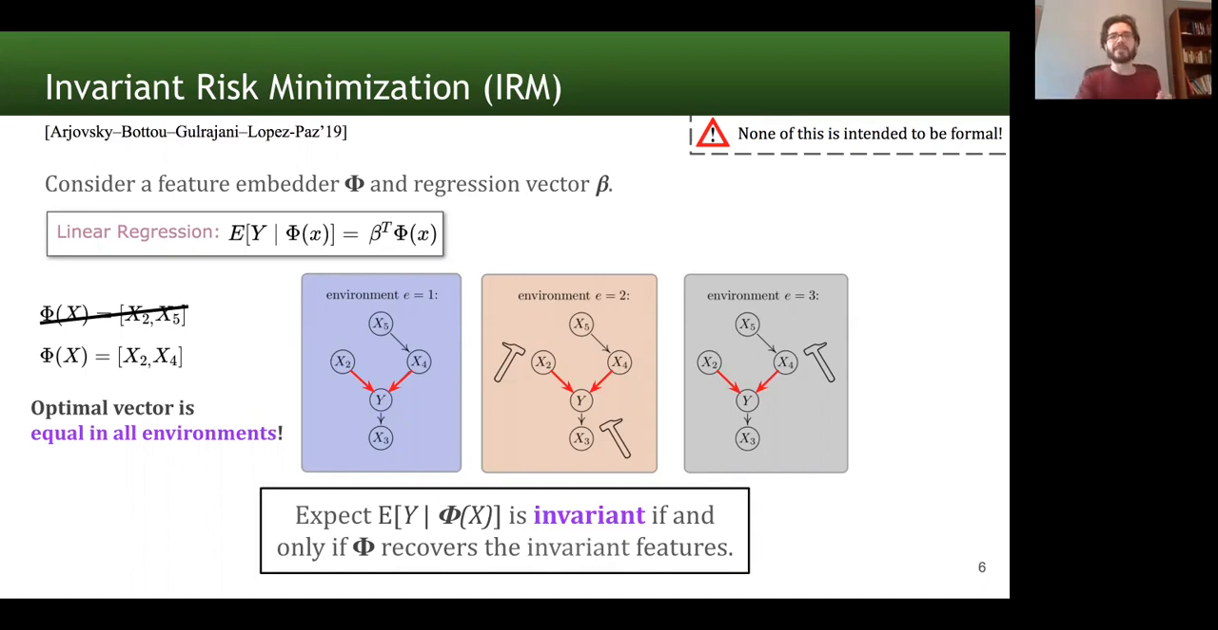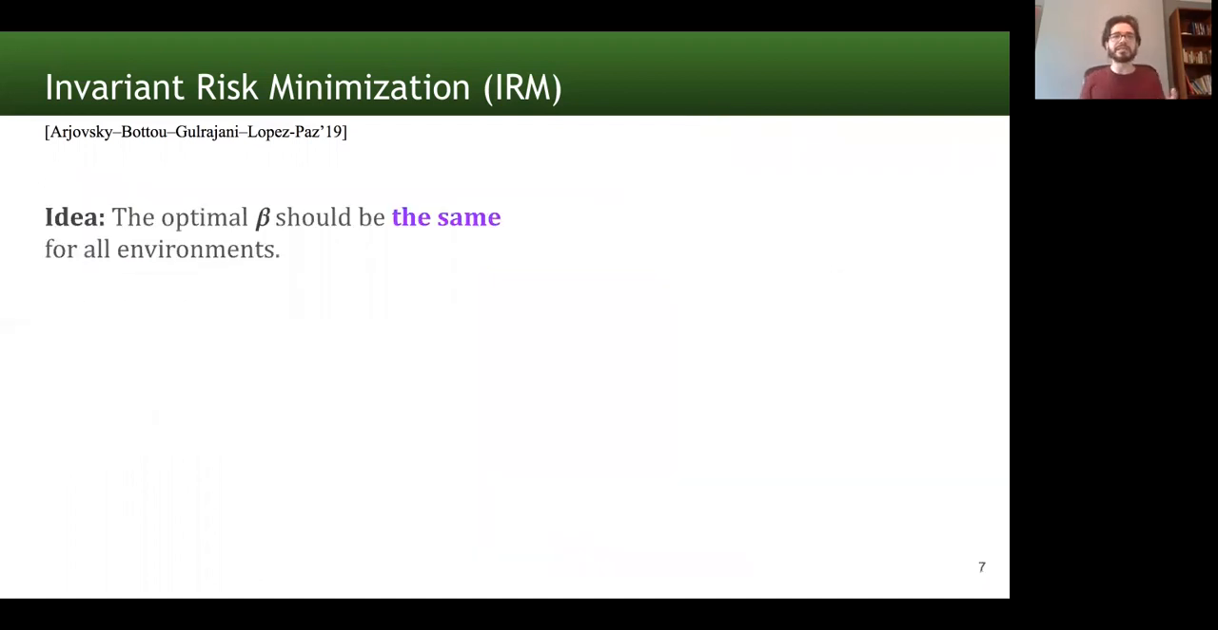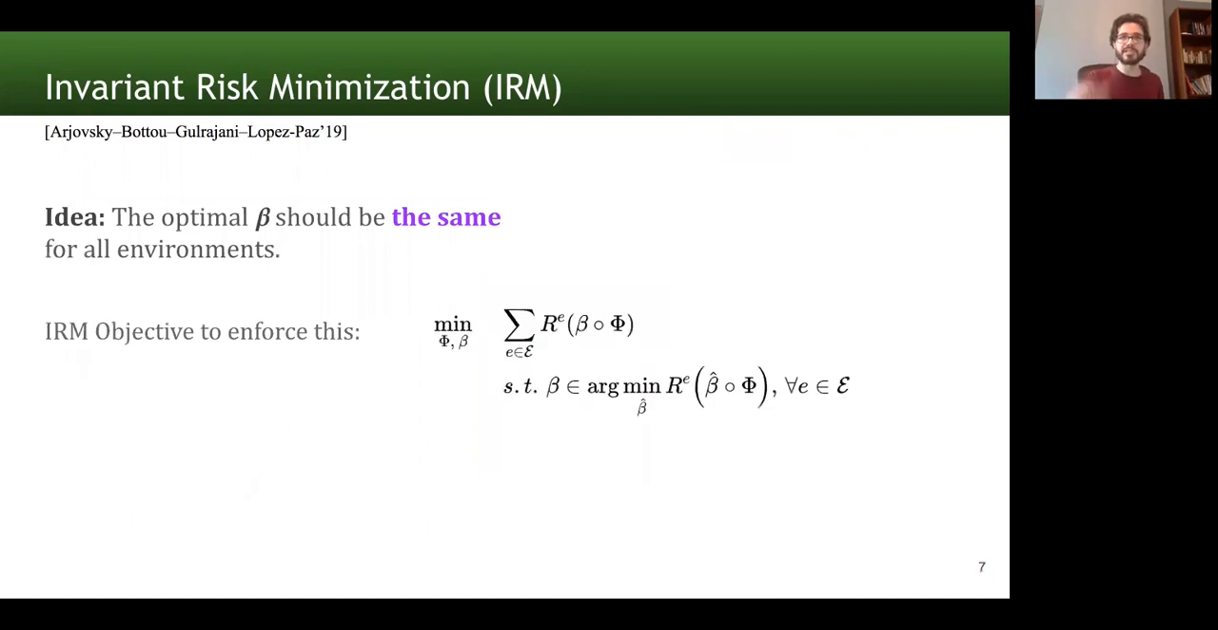So keeping in mind that this is an intuitive bridge between invariant causal prediction and invariant risk minimization, because really the IRM paper did not present any formal connection to causality. This is the idea upon which IRM is based, that the optimal regression vector should be the same for all environments. So the objective that they pose to enforce this is as follows.